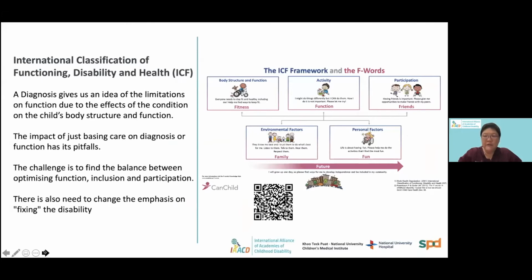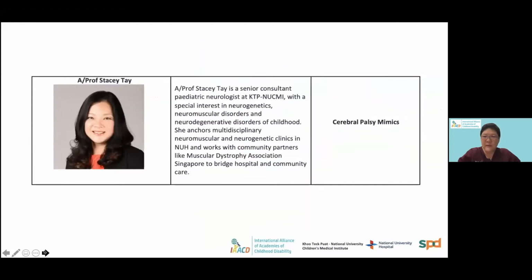The impact of just basing care on the diagnosis of function has its pitfalls. The challenge is, how do we find the balance between optimizing function, inclusion, and participation in relation to the diagnosis? There is also a need to change the emphasis on fixing the disability. Today, our speakers will discuss diagnosis versus function, cerebral palsy, when it's not what it seems.